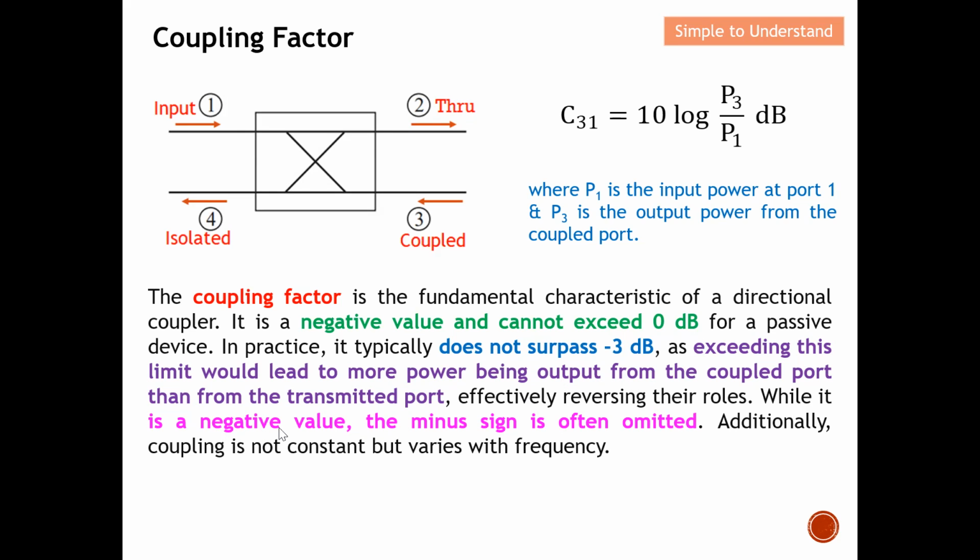While it is a negative value, the minus sign is often omitted. So basically for coupling factor, although it's a minus sign, you can see over here, I actually omit the minus sign. Additionally, coupling is not constant, but it also varies with frequency. Which means that this coupling factor is not a constant number. In fact, it will change with frequency. So I hope you have a better understanding of what a coupling factor is. In short, how much power is coupled over to the coupled port. So basically, this is the definition of coupling factor.